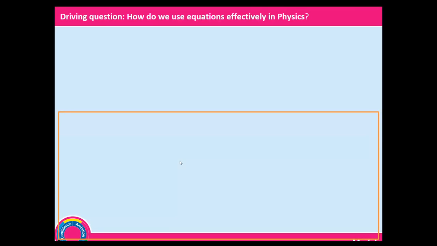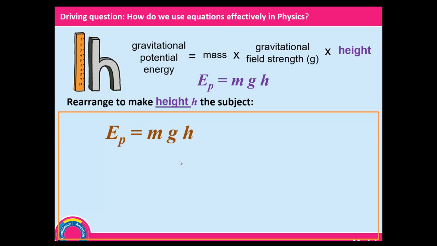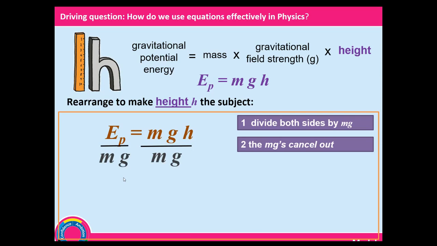Let's look at the third rearranging of this equation: rearranging the equation such that h is now the subject of the formula. Again, we write the symbol form of the equation, Ep equals mgh. If you look at the right-hand side, m and g are there. We divide both sides by m and g, so we have m and g in the numerator on the right and m and g in the denominator. The mg's cancel out, so we're left with Ep over mg equals h.